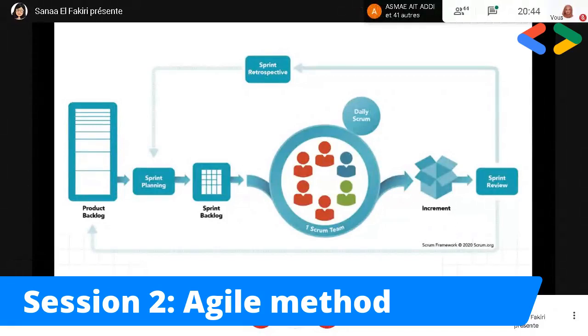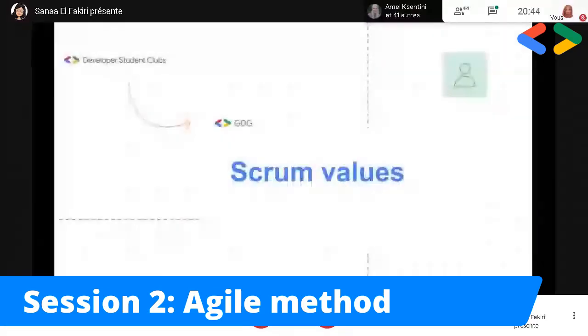In the rest of the presentation, I'm going to be talking about each element of this framework in a little bit more detail. Let's start with the Scrum values. Before getting through the elements, let's see what the 5 values are that should be respected in Scrum, and we'll also see what they mean in a very short time so that we don't lose time.